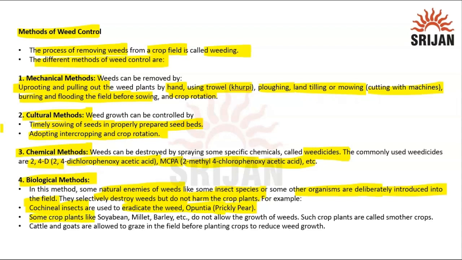In some crop plants like soybean, millet and barley, you do not allow the growth of weeds. Such plants are called smother crops, because of these plants the weeds are not able to grow. There are certain reasons behind this, like the presence of certain bacteria and microorganisms which can harm the weed plants. Then cattle and goats are also allowed to graze in the field before the planting of crops to reduce weed growth, because they will consume the plants and the fields become barren and you can plow it and utilize it.